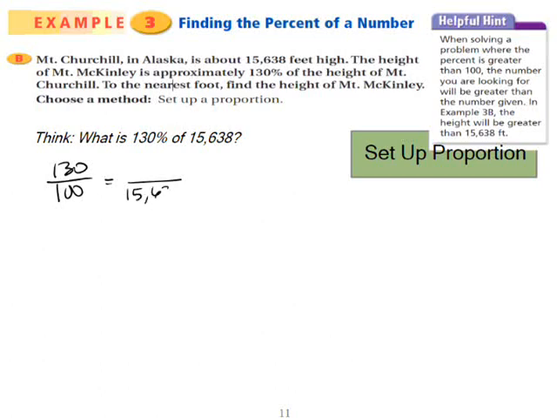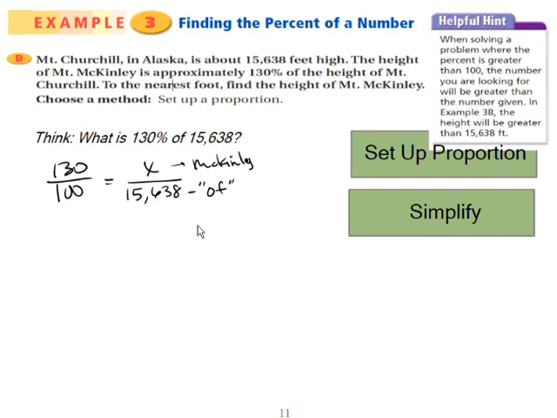For this problem, I'm setting up a proportion. 130 is the percent, which always goes over 100. And the word of in our simplified sentence indicates that the number directly after it, 15,638, is the whole. And the x is the part. And you'll see how it's not necessarily true that the part is smaller than the whole. But we know what the whole is because of the word of.